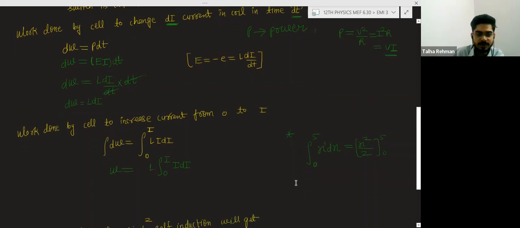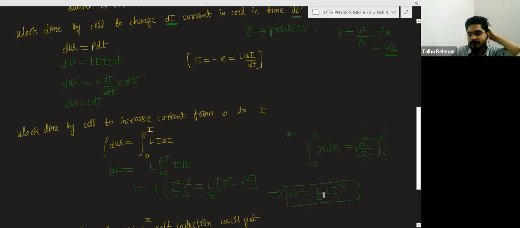So same is the case here. This is L, so integration of this will become I square by 2, and limit of integration is 0 to I, so you will put this value of I here, so that it will become I square, and this will become 0 square, and 2 will be here. So basically you will have the total work done is equal to half L I square. This is the total work done you will get.